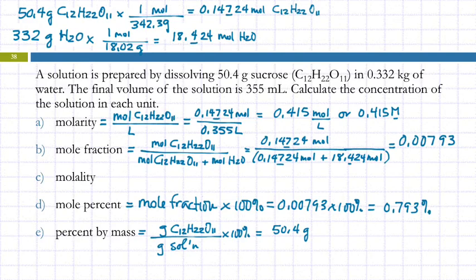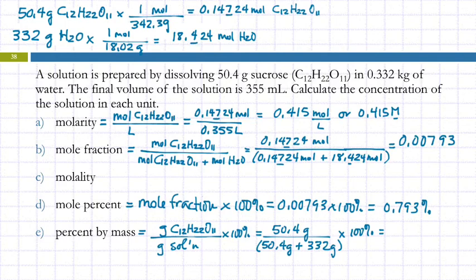What's the mass of the solution? We have to add the mass of water and the mass of sucrose. So here we've got the mass of sucrose in grams, the mass of water in kilograms. We did the conversion up here. So in the denominator, it's going to be 50.4 grams plus 332 grams times 100%.